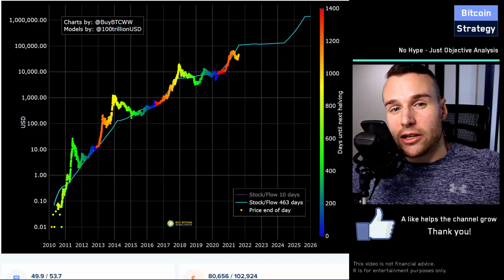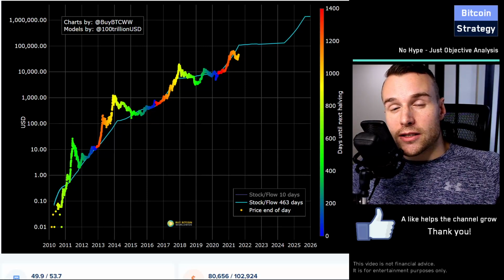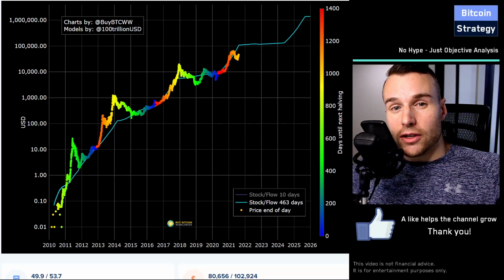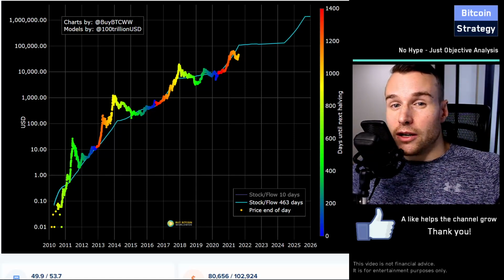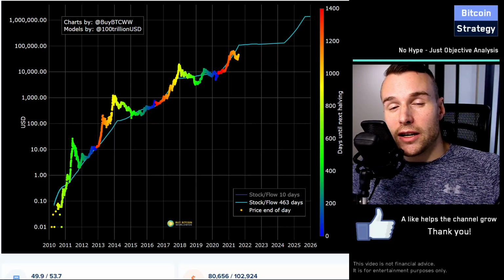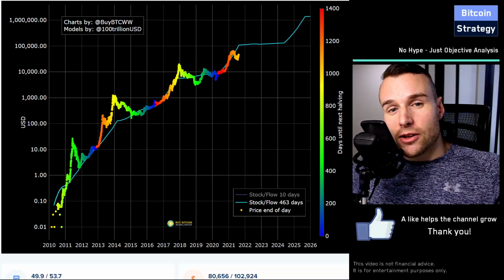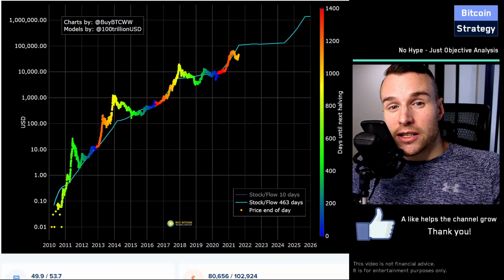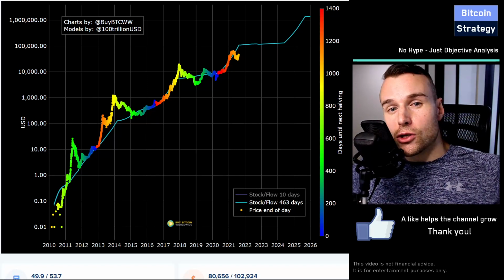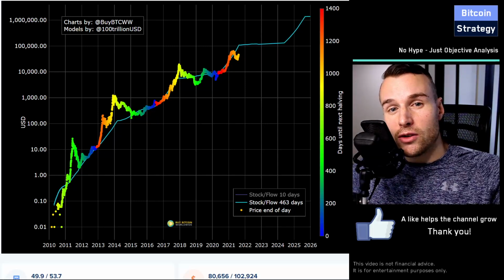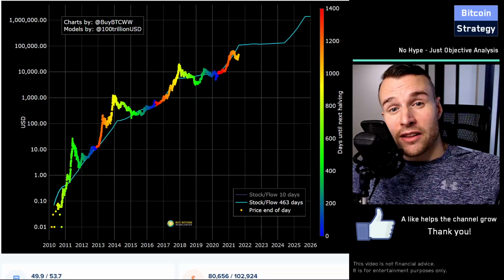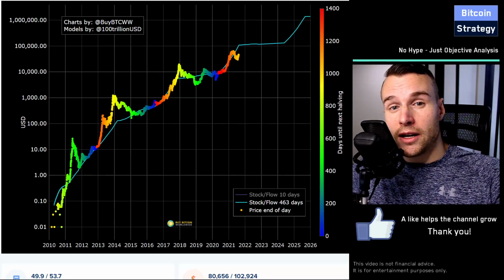And this model basically compares Bitcoin to other assets. So for example, gold and silver. Gold and silver have a certain inflation, or how much new supply hits the market every year. And based on that, they derive a market cap for the asset. And since Bitcoin's new supply goes lower every 4 years, the market cap is expected to increase in a similar fashion to how other assets with a similar new supply are valued.